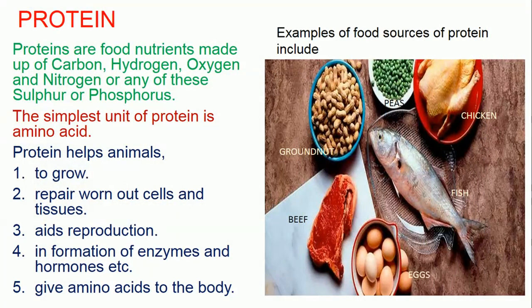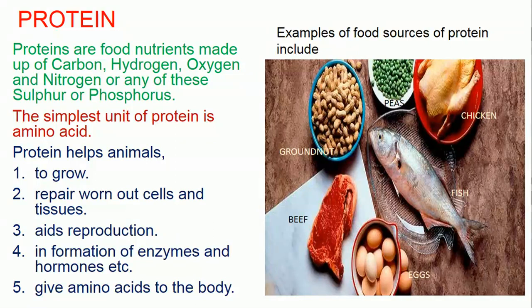Let's talk about protein. Proteins are food nutrients made up of carbon, hydrogen, oxygen, and nitrogen, and sometimes they can be made up of sulfur or phosphorus. Now, the simplest unit of protein is amino acid. That is, when proteins are digested, they become amino acids. Examples of food sources of protein include groundnut, peas, chicken, beef, eggs, and fish.